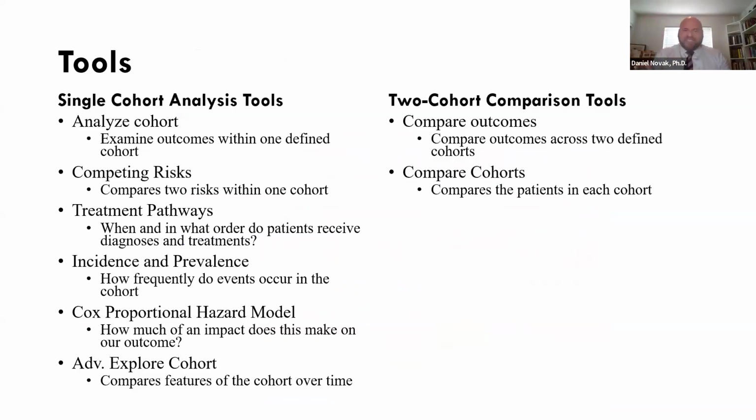Those include analyzing the cohort, looking at different features of a single cohort, looking at competing risks between 2 cohorts, and looking at treatment pathways, how many people get aspirin versus ibuprofen, or ibuprofen versus an opioid. That's easy to see in this tool. It can look at incidence and prevalence. The Cox proportional hazards model is really useful.